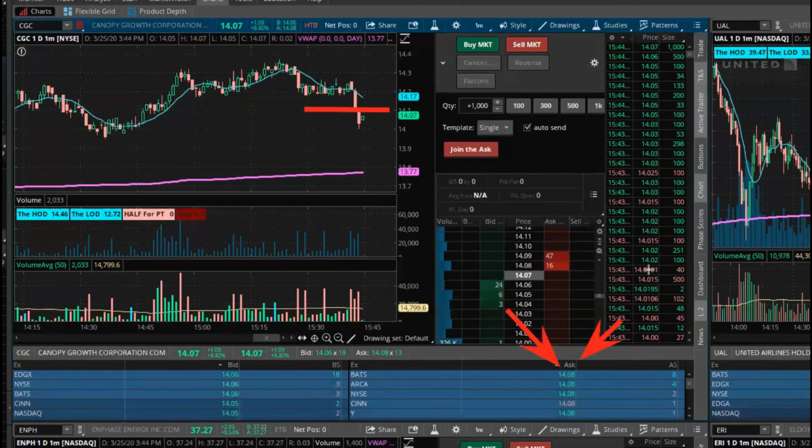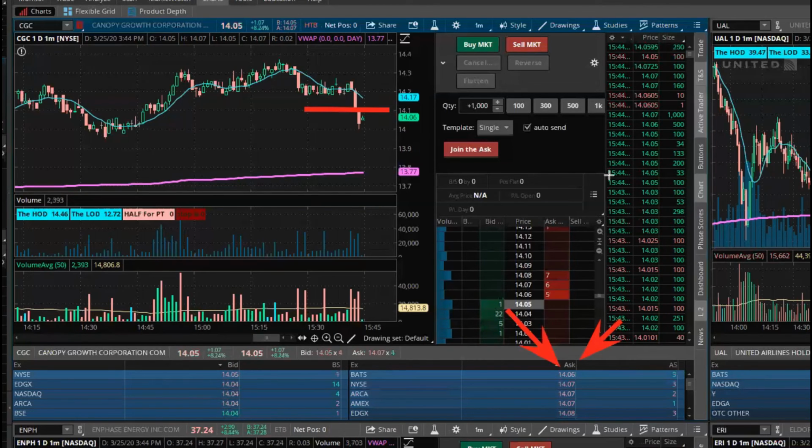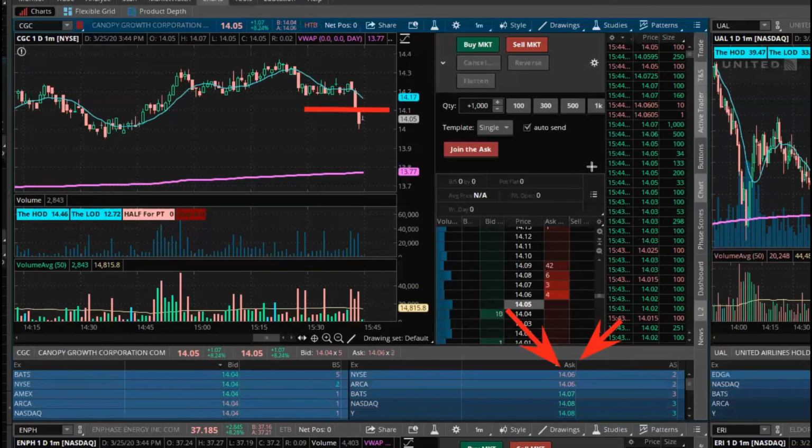This is where I would have sold half of my position to cover my entire risk for the position. Then I would have let the rest of the position ride because it's probably going to continue to go back down. But now I'm playing with house money and it's a free trade.